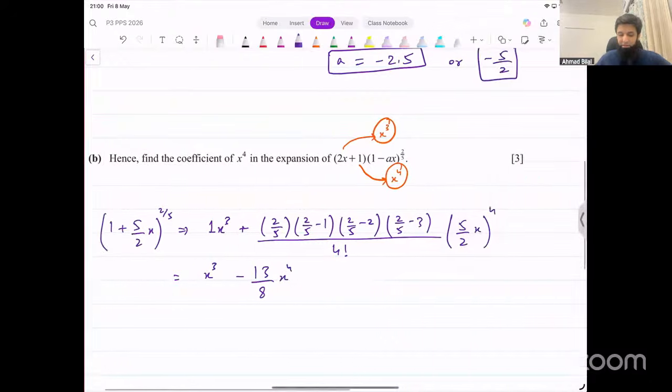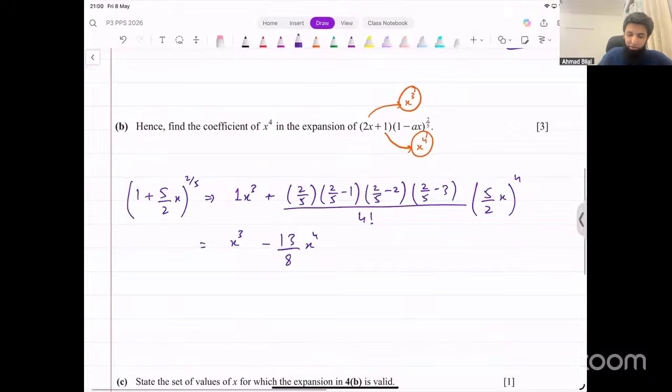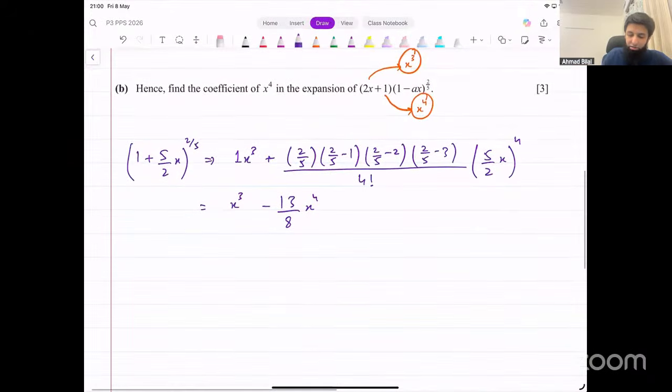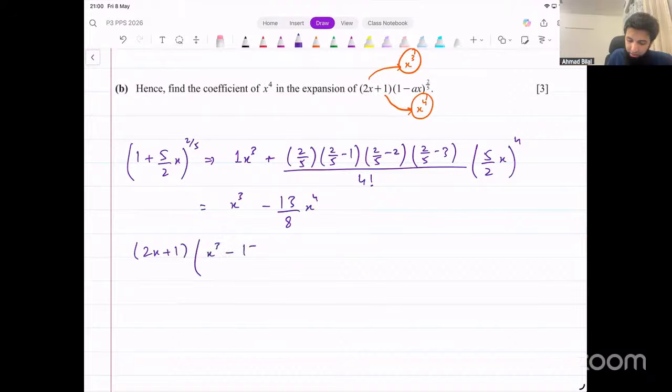Okay, that's this term that we're getting. Now, these were the two terms that we needed from that expansion. We ignore the rest of the terms. Now we can do the multiplication (2x + 1)(x³ − 13/8 x⁴). How will we get x⁴? x⁴ will be when we multiply 2x with x³ and 1 with −13/8 x⁴. These two multiplications are going to give us x⁴. Let's see what we get from this.